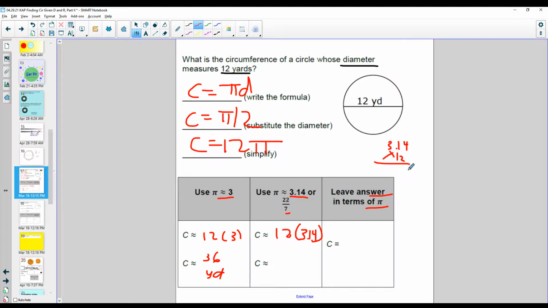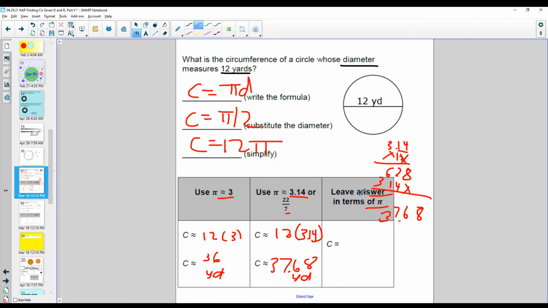If I replace the pi with 3.14, what is 12 times 3.14? Well, let's see. 2 times 4 is 8. 2 times 1 is 2. 6. Cancel out the ones place. 1 times 4 is 4. 1 times 1 is 1. 1 times 3. There are 2 places behind the decimal. So it's 37 and 68 hundredths yards.